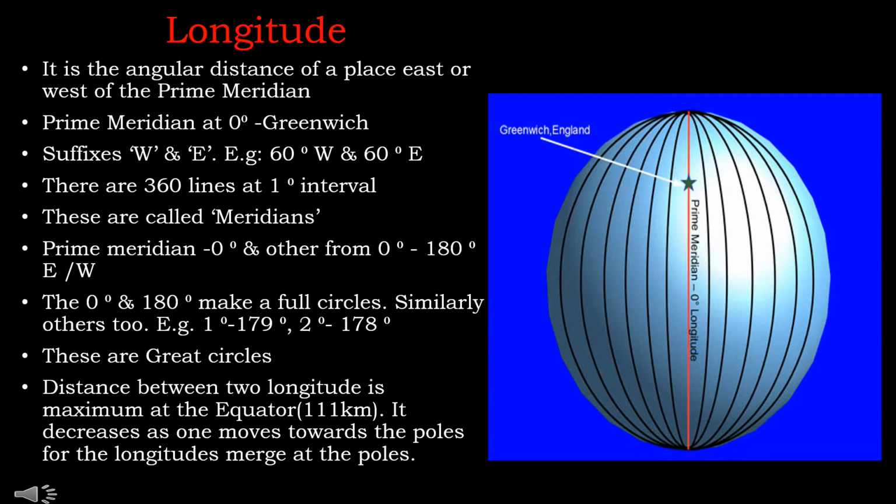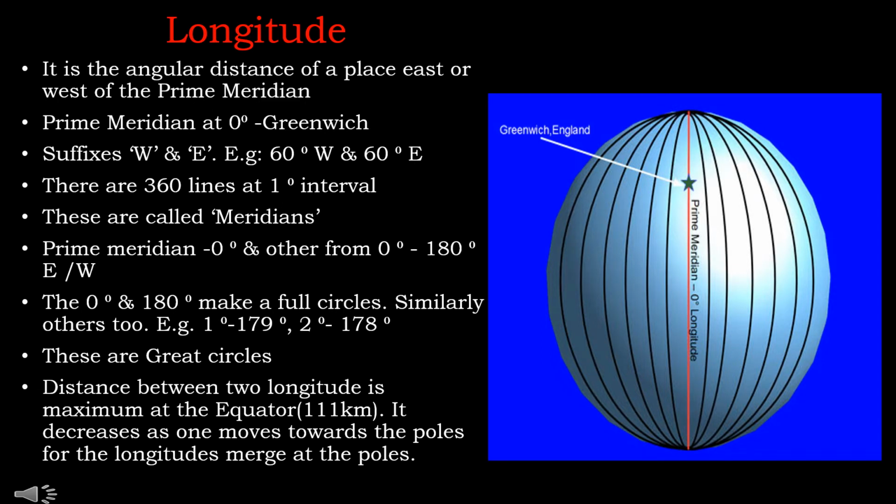There are a total number of 360 lines at 1 degree interval. The lines of longitude are also called meridians of longitude. Meridian is derived from the Latin word meridianum, meaning noon. The sun crosses a meridian at noon. All places on a particular meridian will have noon at the same time.